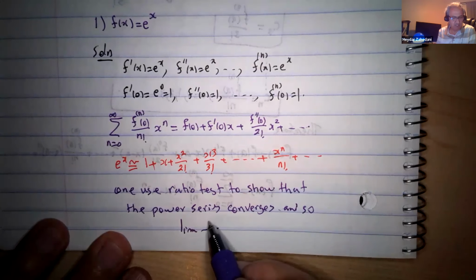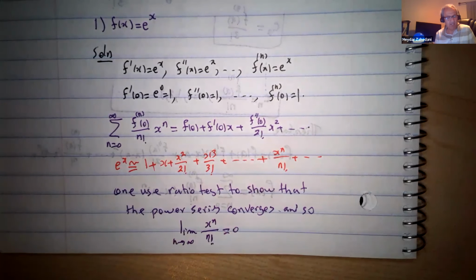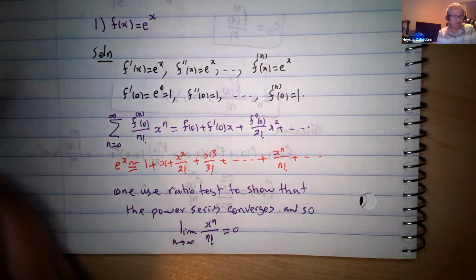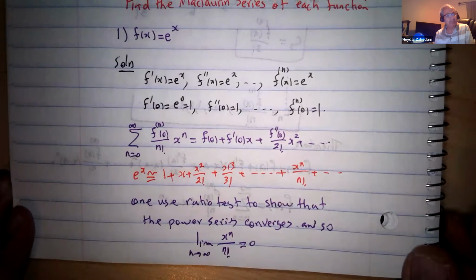So this is going to be useful. You can use it anytime you like. You see, the limit of x to the n over n factorial, when n goes to infinity, would be 0. And then we can use this one to show that. Okay, any question? Let's look at this one. And we can use this one to prove that.